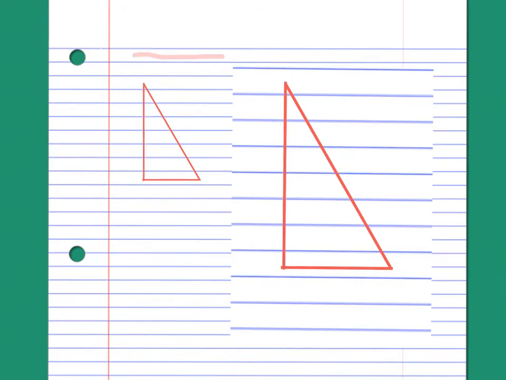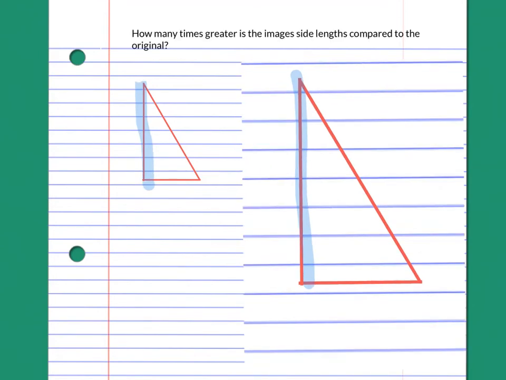Likewise, predict how many times greater is the image's side length compared to the original. Go ahead and write down your prediction. Remember that this triangle is the original and the enlarged triangle is the image.